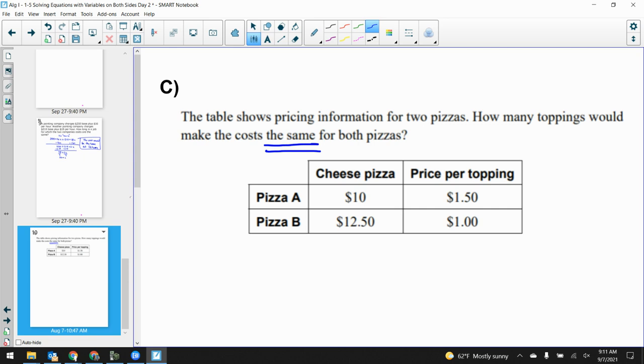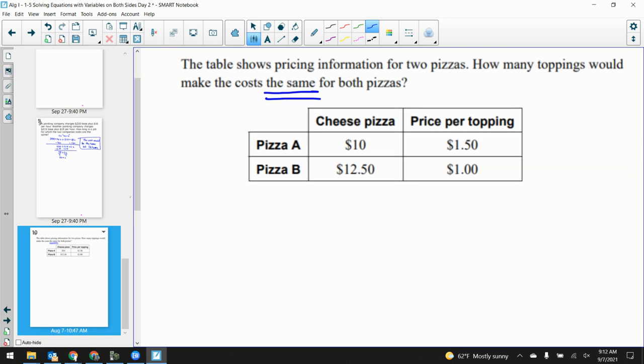All right, so maybe I've got two different pizza places, pizza A, pizza B. Maybe one's Pizza Hut, one's Papa John's or something. But let's take a look at what's happening. For a plain pizza, at the first place, it's only $10, but for the second place, it's $12.50. If you're going to get a cheese pizza, go with place A. But if you start adding toppings, then the first place is going to charge more per topping than the second place. So there has to be at some point an amount of toppings where they're going to be the same. And once I go beyond that, it's going to be more beneficial to go with pizza B. So let's see how many toppings that's going to work with.